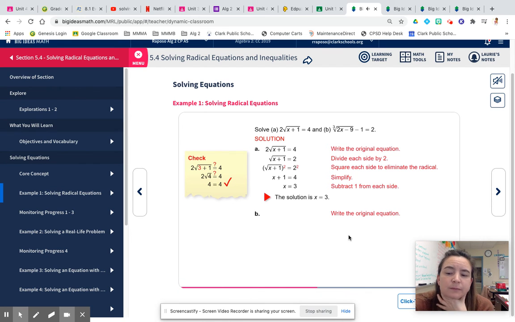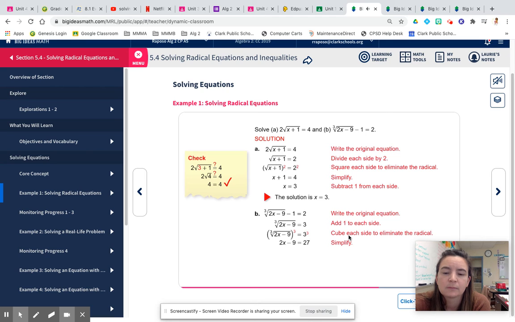Part B. Write the original equation. The cube root of 2x minus 9 minus 1 equals 2. Add 1 to each side. The cube root of 2x minus 9 equals 3. Cube each side to eliminate the radical. The quantity, the cube root of 2x minus 9 raised to the third power equals 3 to the third power. Simplify. 2x minus 9 equals 27. Add 9 to each side. 2x equals 36. Divide each side by 2.